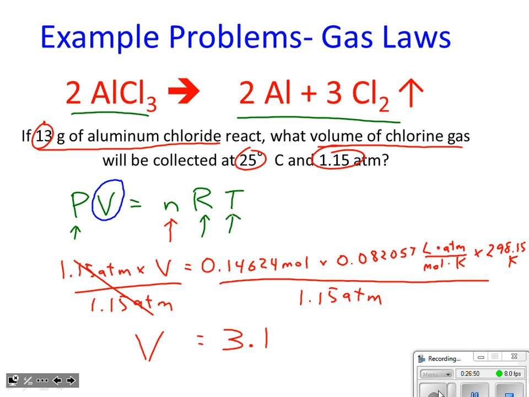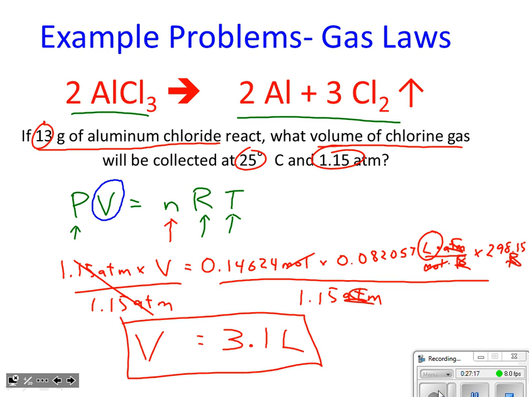Now when I look at this, here I have a mole and a mole on the bottom, top bottom. Here's a Kelvin on top, here's a Kelvin on bottom. Here's an atmosphere on top, here's an atmosphere on volume. What do I have left? An L. Is that a label for volume? Absolutely. So, voila. There I go. I have done my first gas law problem.